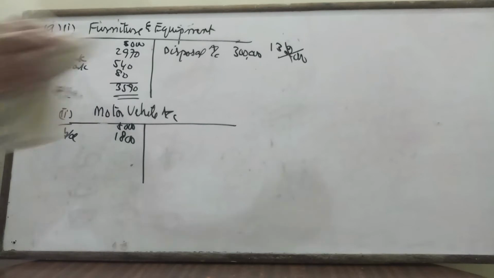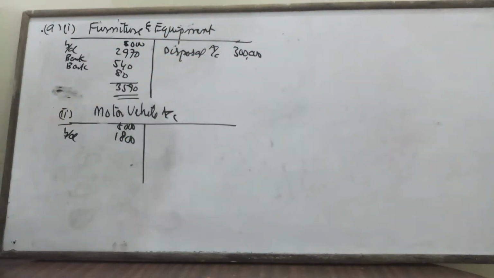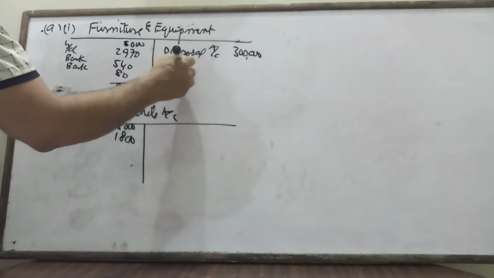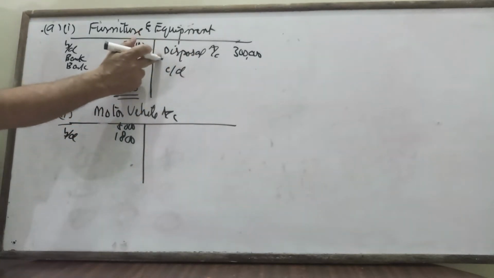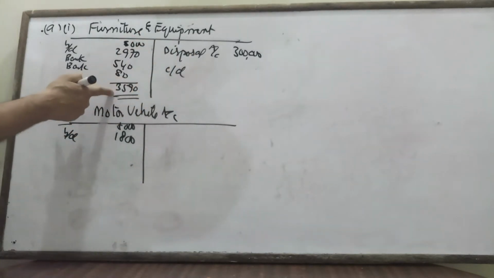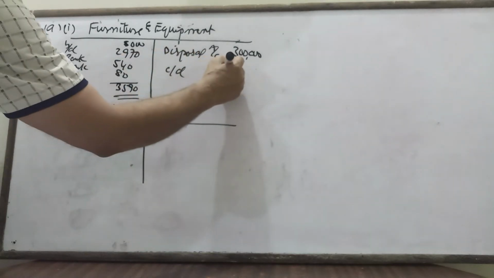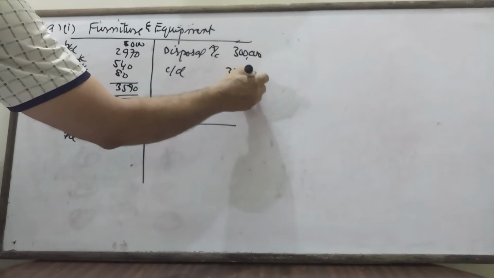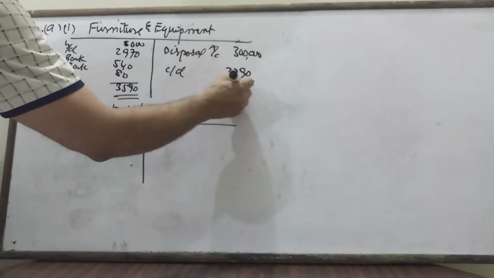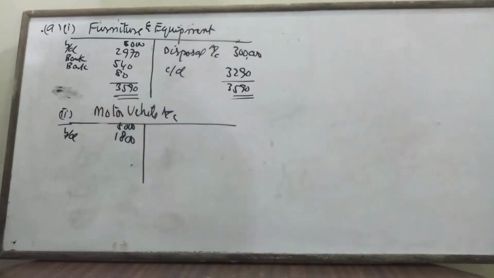Then after this, you can record the balance c/d. But I'm not writing dates; you have to record dates here. Dates are very important. 3,590 minus 300,000, balance c/d 3,290. Total 3,590. This is your requirement number one.